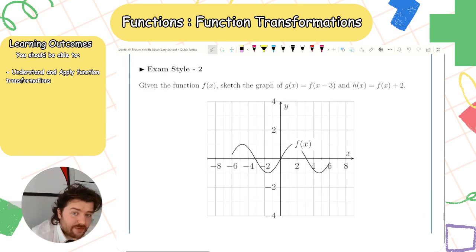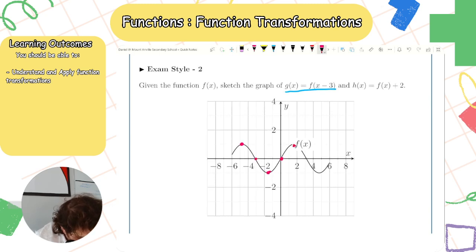Right, so let's get to this one here. Given f of x, sketch this function, g of x equals f of x minus 3. So I'm going to be shifting this function 3 to the right. So let me just write some key points here. Boom, boom, boom, boom. So I'm going to be shifting these 3 to the right.